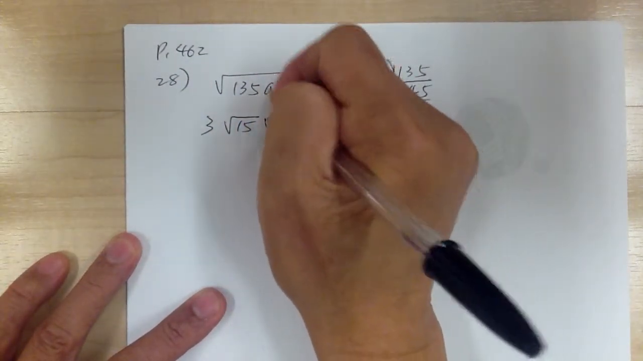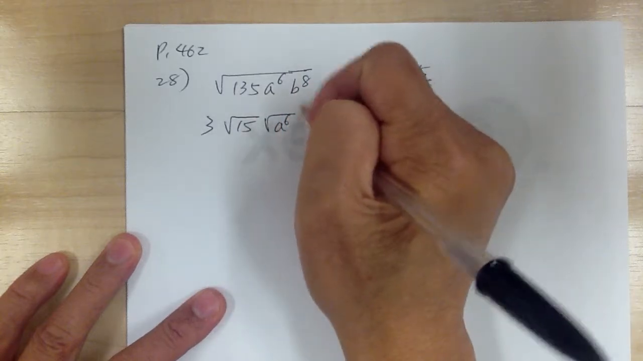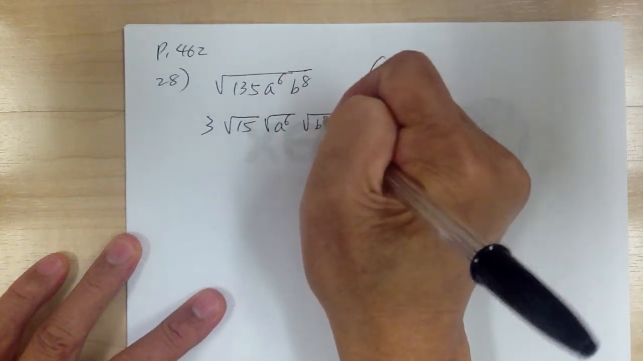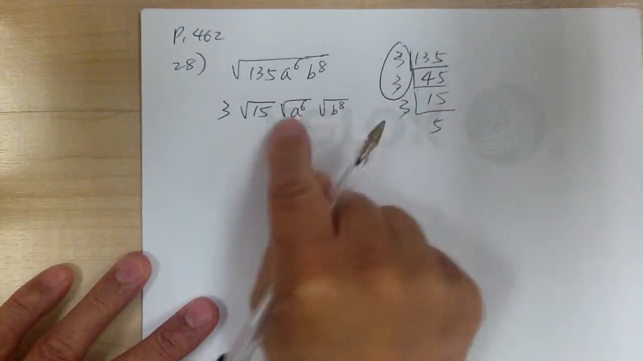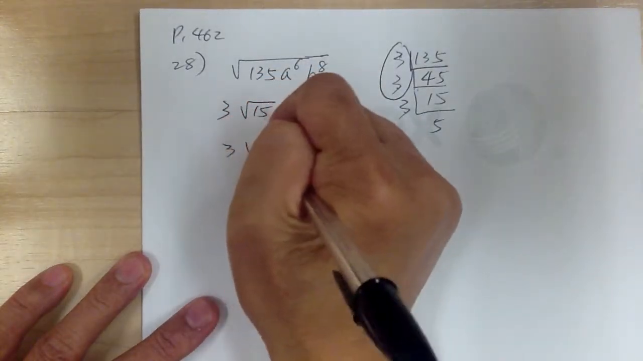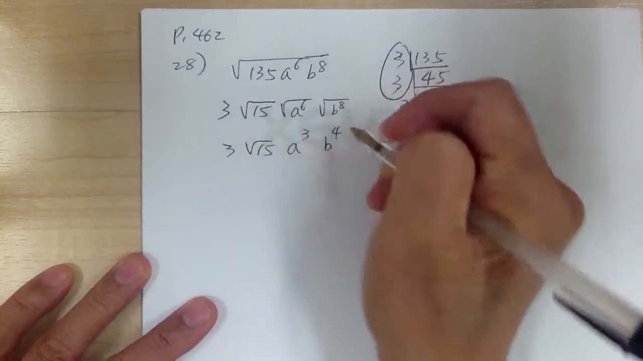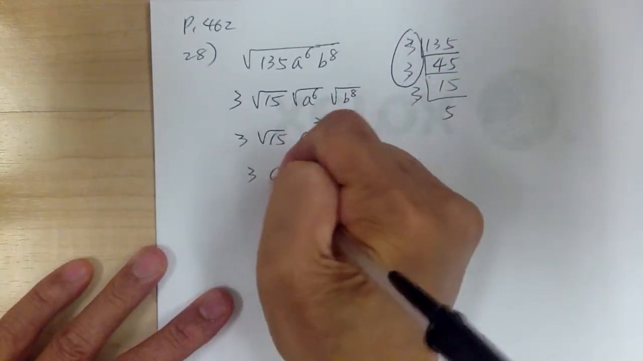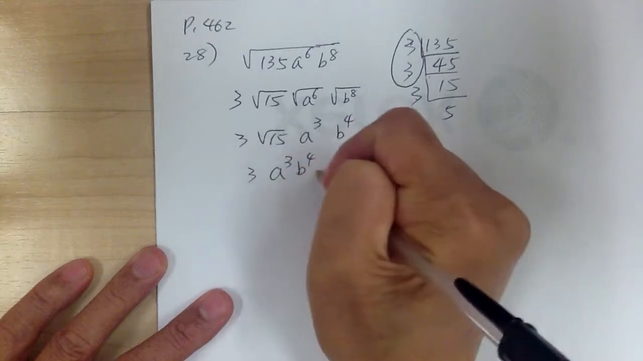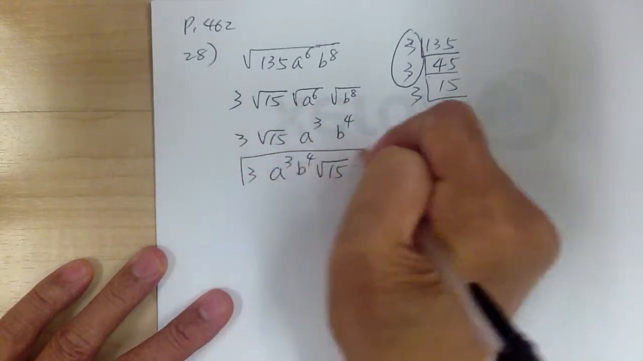This one, again, break into the perfect squares. So all these are perfect squares already. So now you can go and simplify. So you're going to get 3 square root of 15. This will be a to the 3, b to the 4. Rearrange a little bit. So you get 3 a cubed b to the 4 square root of 15.